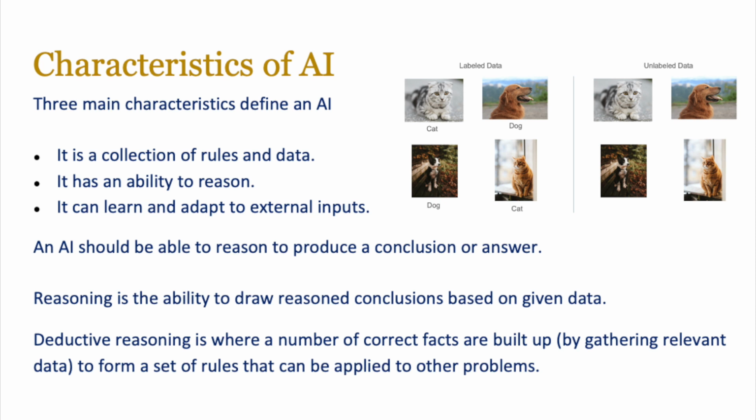Now, on screen, you see something called labeled and unlabeled data, and we'll look at that in more detail later on when we talk about machine learning. Labeled data is something that we categorize. So we say, this is a picture of a cat, this is a picture of a dog. So we train the AI using that. Unlabeled data is when we don't train the AI or we use data which isn't given a category.